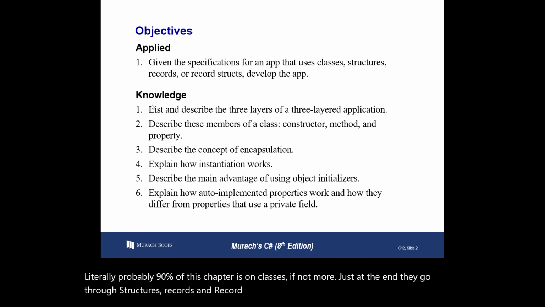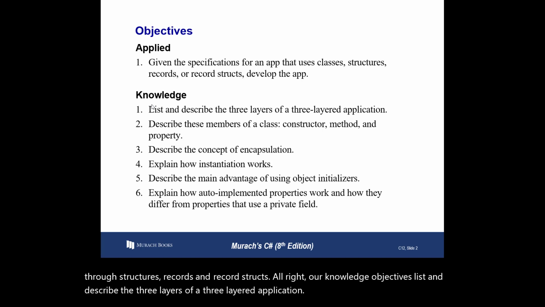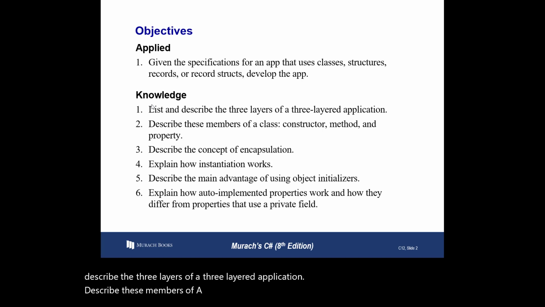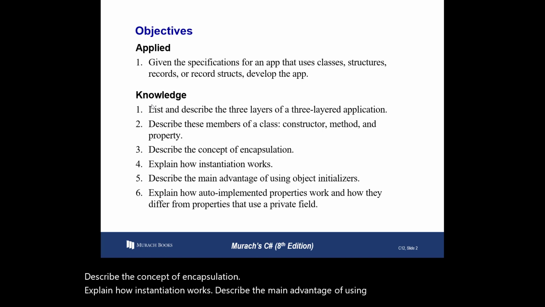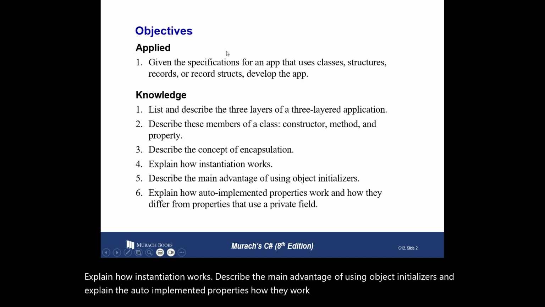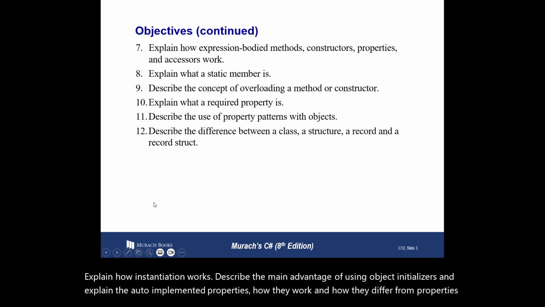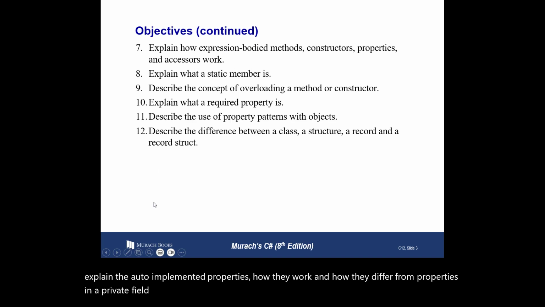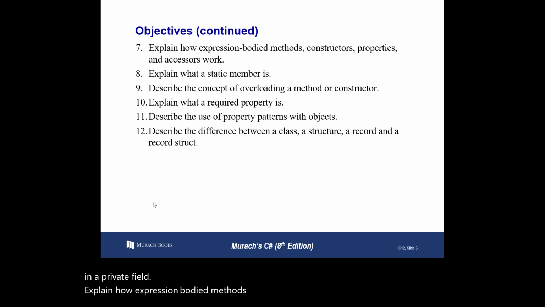All right, our knowledge objectives. List and describe the three layers of a three-layered application. Describe these members of a class: constructor, method, and property. Describe the concept of encapsulation. Explain how instantiation works. Describe the main advantage of using object initializers. And explain auto-implemented properties, how they work and how they differ from properties with a private field. Explain how expression-bodied methods, constructors, properties, and accessors work.